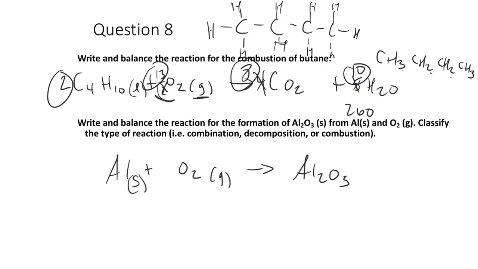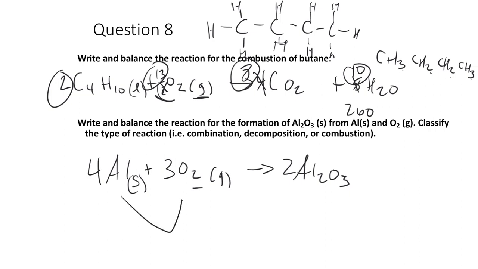So let's look at the oxygen first. I'm going to need a 2 here to get this to an even number. And so that's going to need 3 O2s. Otherwise, I'd have a fraction in front of O2. And then 4 Als.